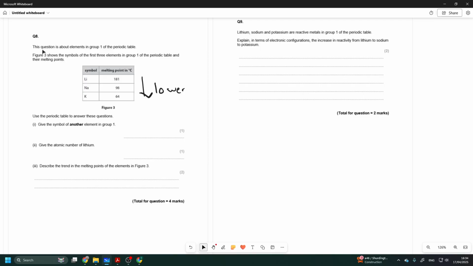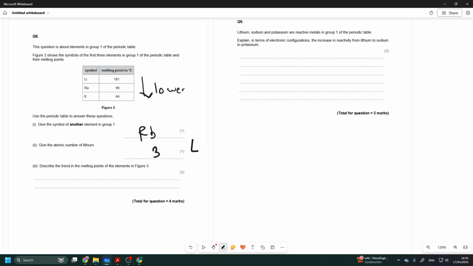Now, give the symbol of another element in group 1. This is easy peasy. You just look at your periodic table. What's below potassium? It's rubidium. There you go. What's the atomic number of lithium? Again, look at your periodic table and write 3.